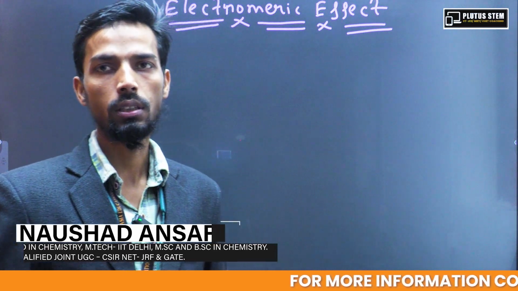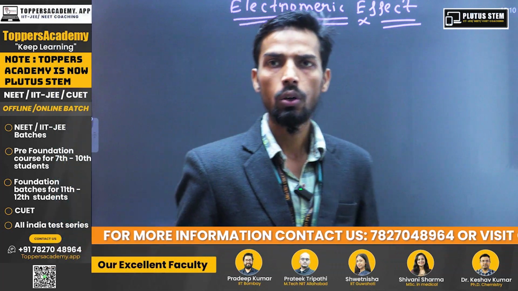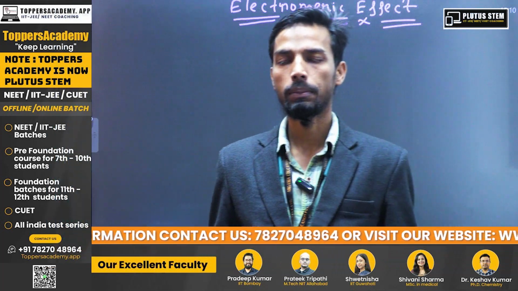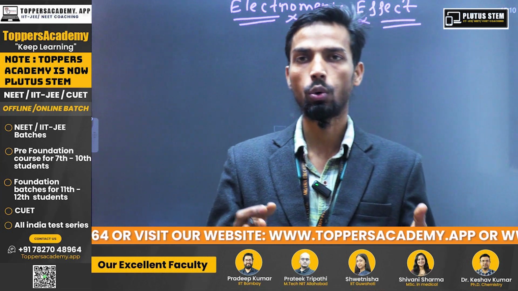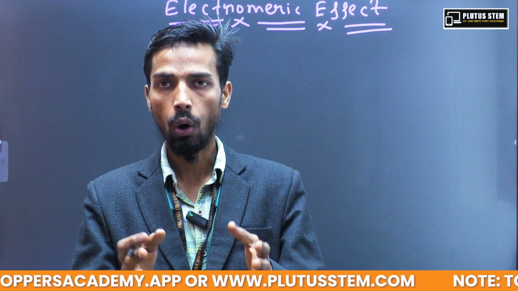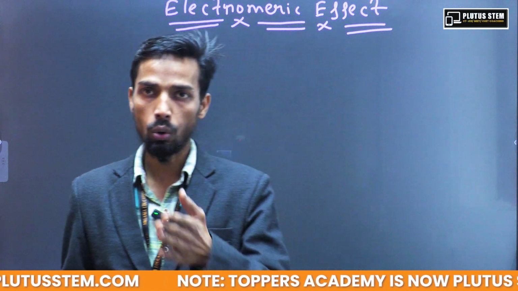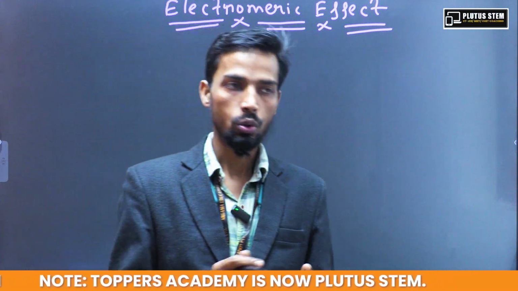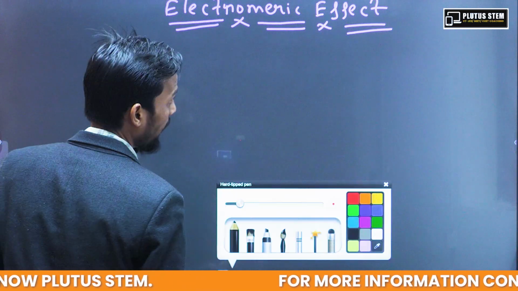Today we are going to discuss a very important topic, that is electromeric effect. As we have already covered the inductive effect, in which we discussed how electronegativity affects the sharing of paired electrons, how they are pulled by the more electronegative atom throughout the whole carbon chain, now we will be seeing a different effect, that is electromeric effect.